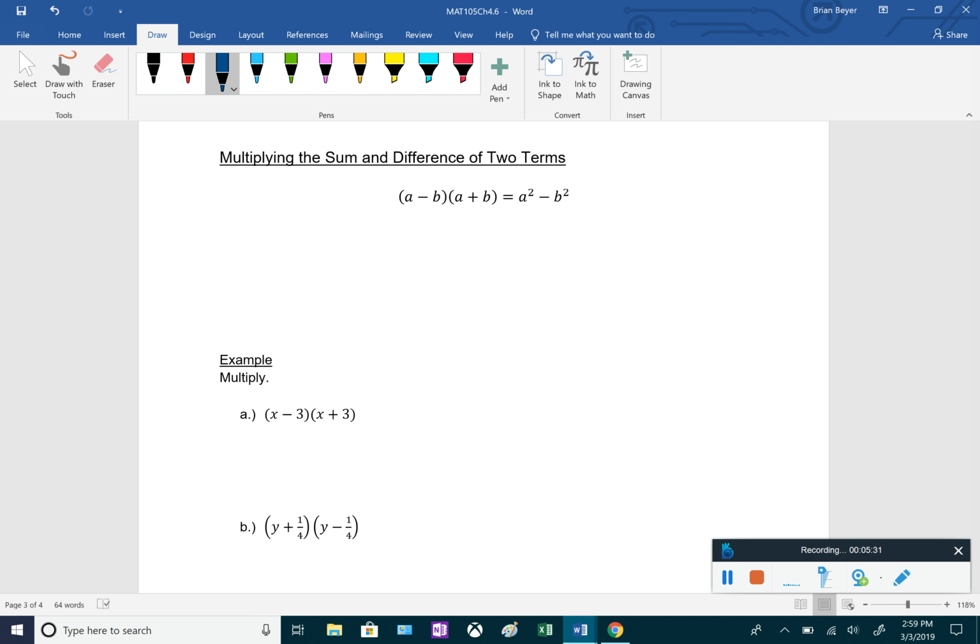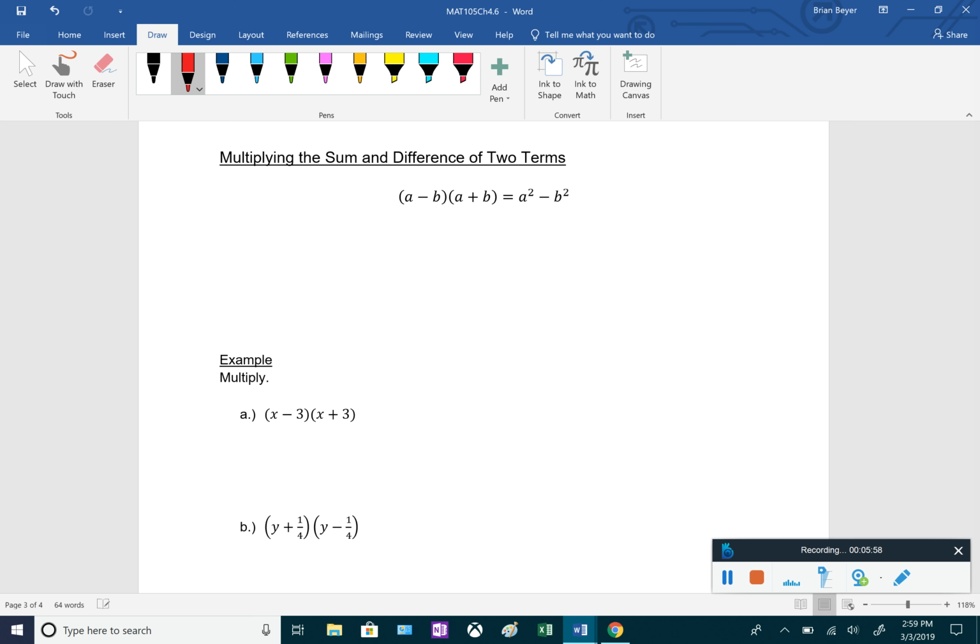So for this next thing, multiplying the sum and difference of two terms. We have the same two terms in a binomial expression. One of them is addition, the other one's subtraction. We're going to multiply them together. So when we multiply a minus b times a plus b, we end up getting a squared minus b squared. So the first one squared minus the second one squared. So definitely know this shortcut because it will come back into play.